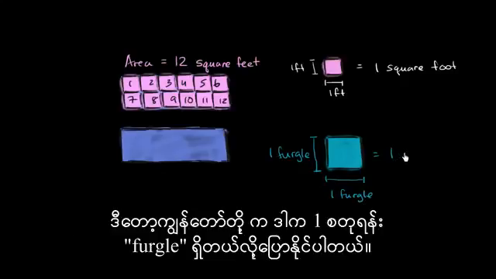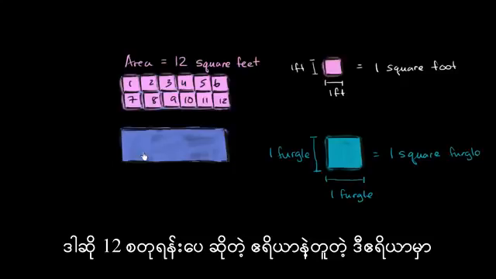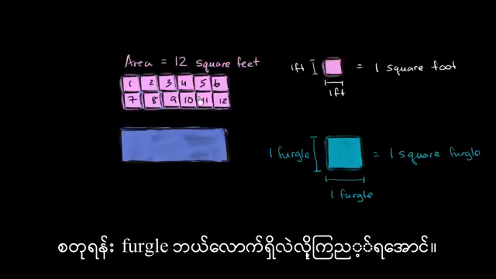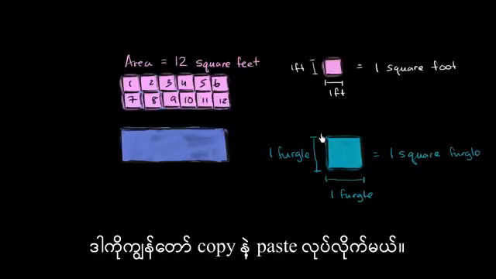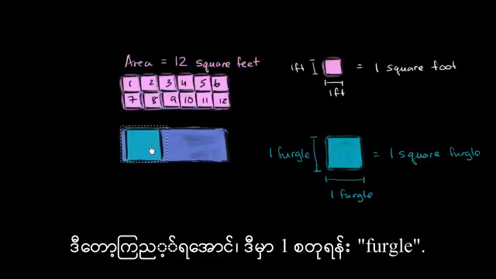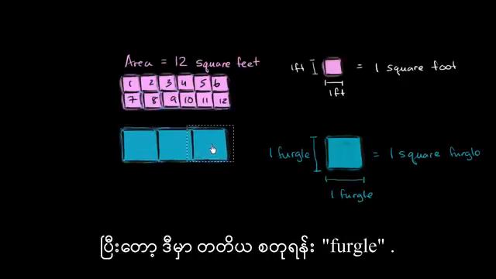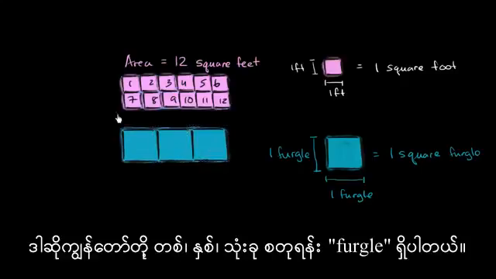And so we could say that this is 1 square fergle. So let's see how many square fergles this area is, that same area that is 12 square feet. So let me copy and then paste. So let's see, we can get 1 square fergle on there. We can get another square fergle on there. And we can get a third square fergle on there. So we get 1, 2, 3 square fergles.